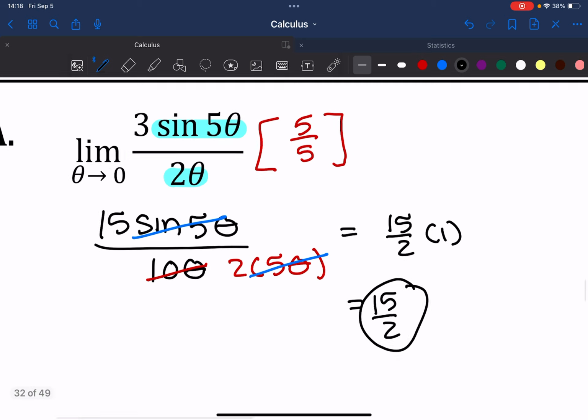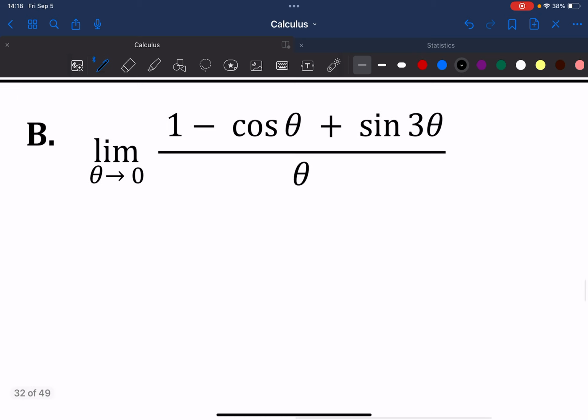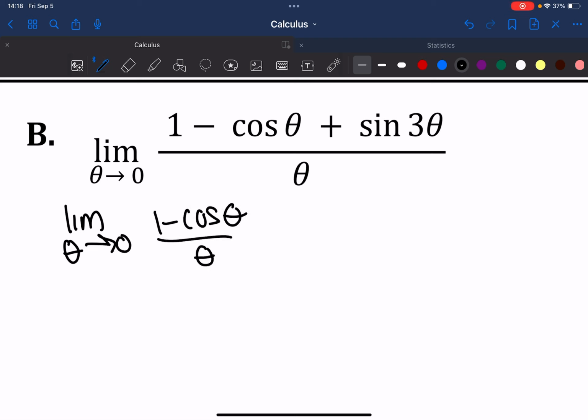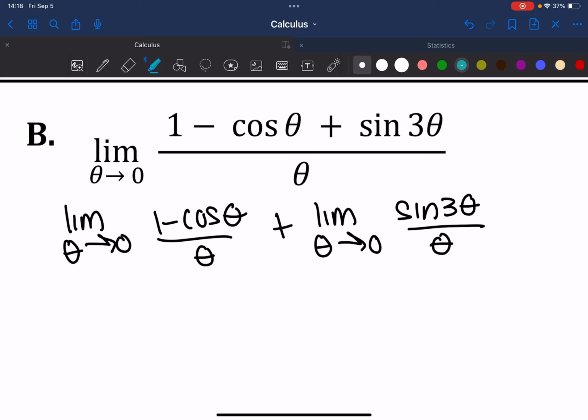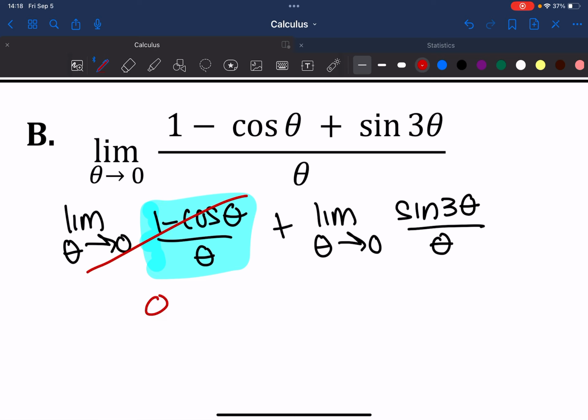I can do the same thing in B by first using my property of limits that says I can split this into 2 limits. So this is the limit as theta approaches 0 of 1 minus cosine theta over theta, plus the limit as theta approaches 0 of sine 3 theta over theta. Well, we know this is already a property that we talked about above. We know that the limit as theta approaches 0 of this is going to give us 0. So this is going to go to 0.